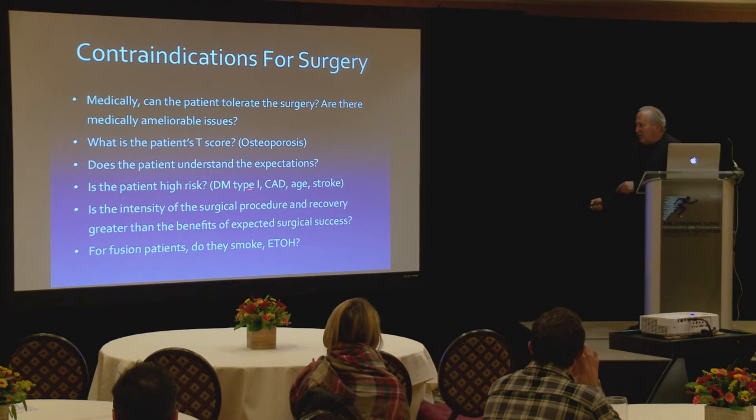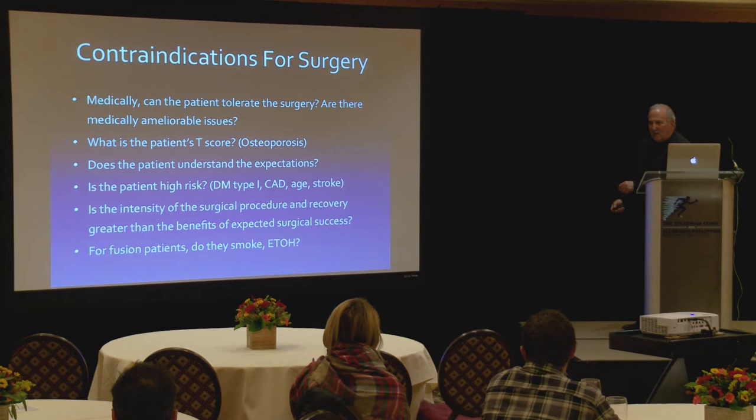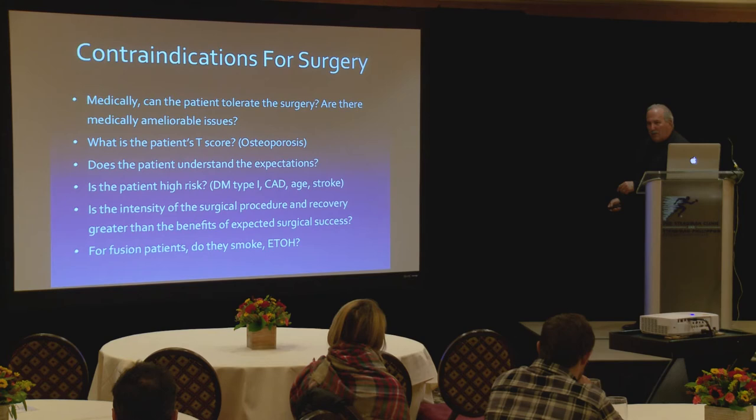Is the patient at high risk? Diabetes type 1, coronary artery disease, age and stroke? Is the intensity of the surgical procedure and recovery greater than the benefits? So if you're planning on a big thoracolumbar fusion for degenerative scoliosis and they're malfunctioning already, then the surgery may be bigger than they should undergo. And for fusion patients, do they smoke and do alcohol? Because these both can reduce the amount of potential success.